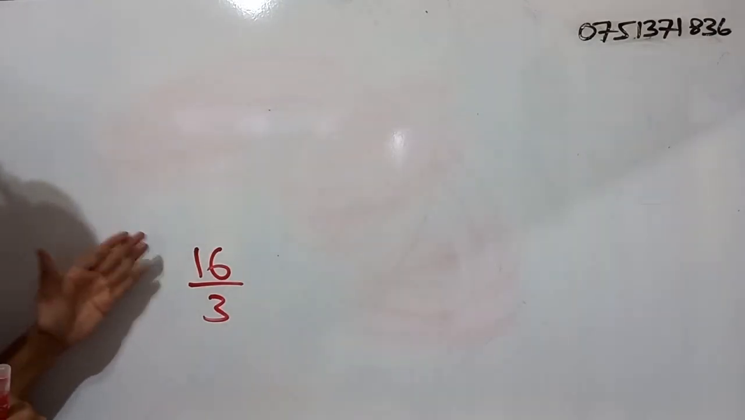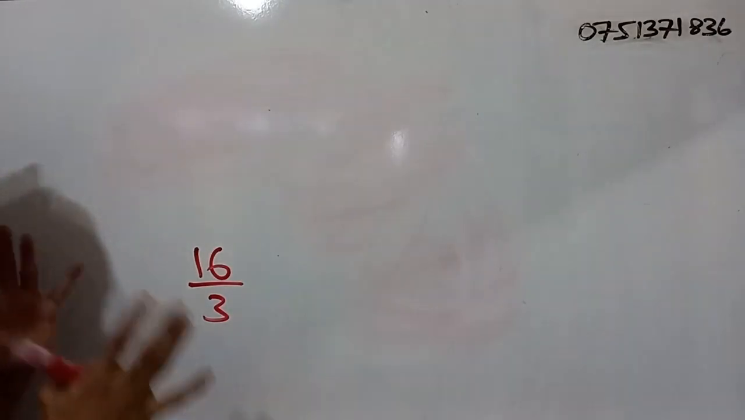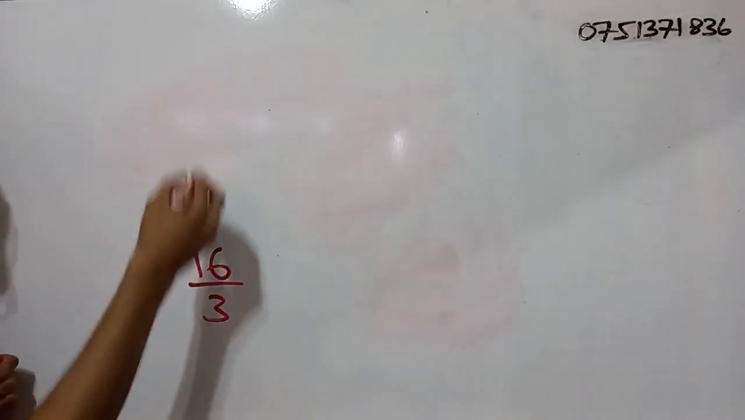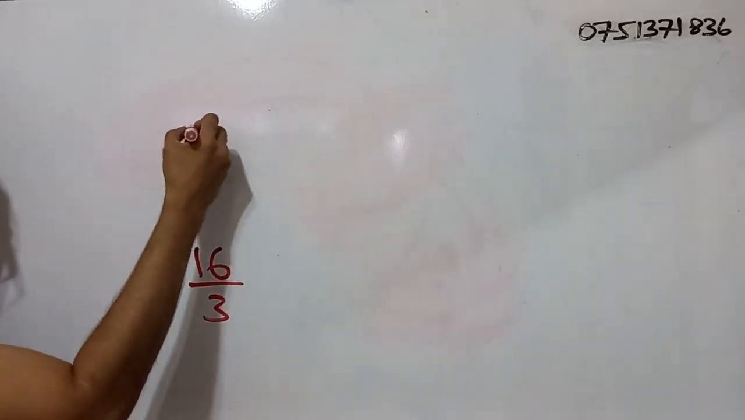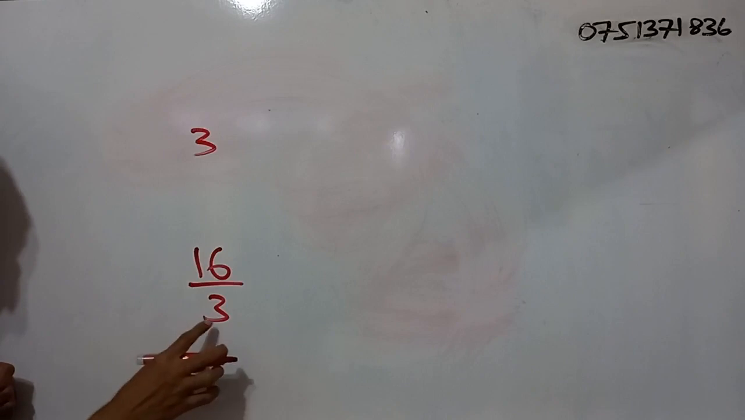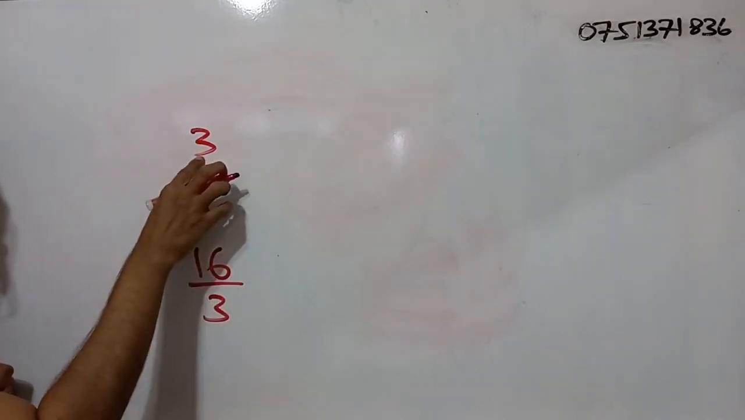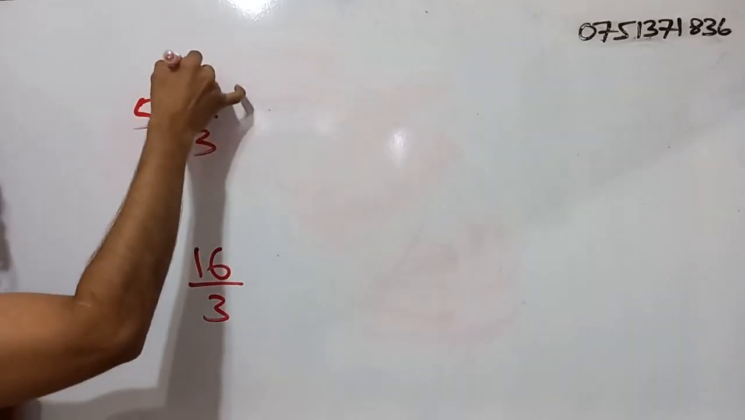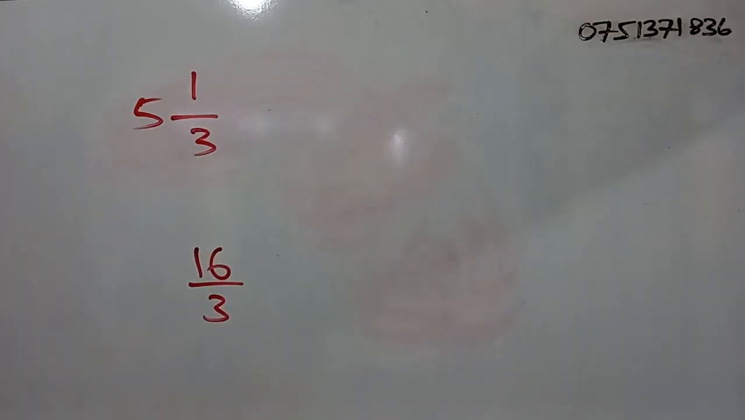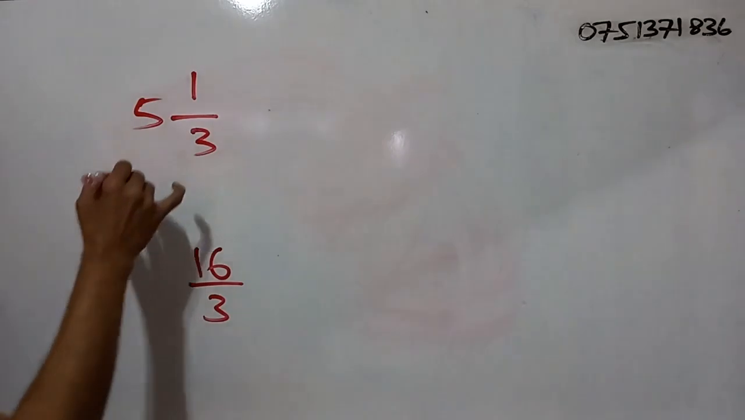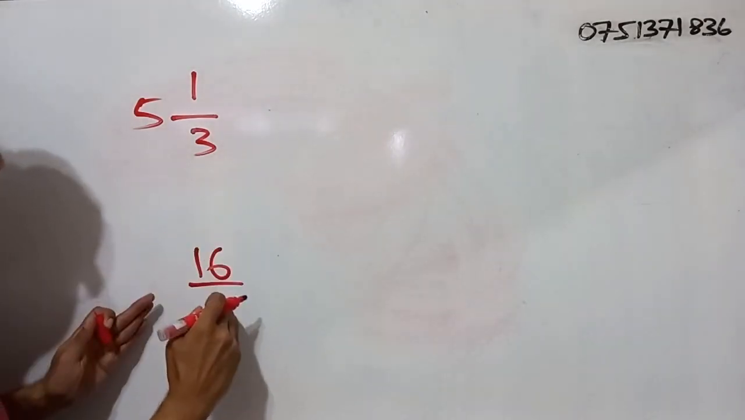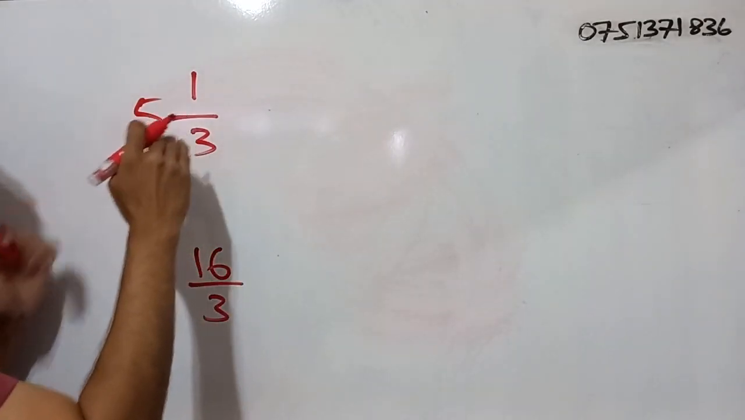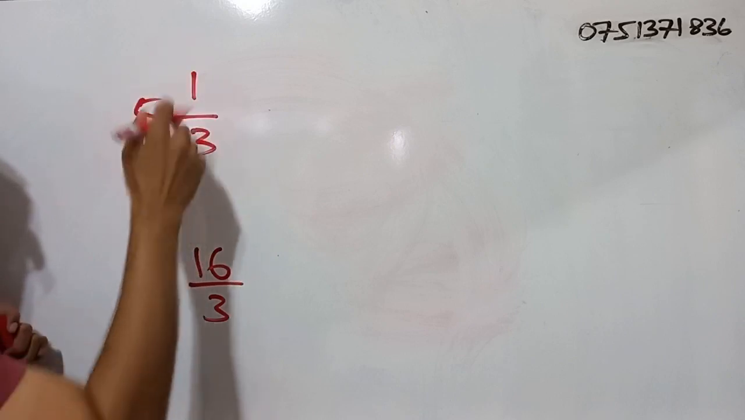Okay, so the next fraction that has been given to us is 16 by 3. So we need to convert this into a mixed number, right? So we know the denominator will be the same. So in this case, it will be 3. And we know 3 into 5 is 15. And we add a 1 to get to 16. So when we convert 16 by 3 into a mixed number, it will be 5 and 1 by 3.